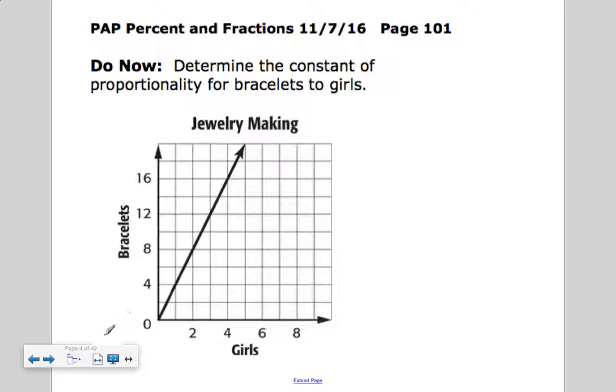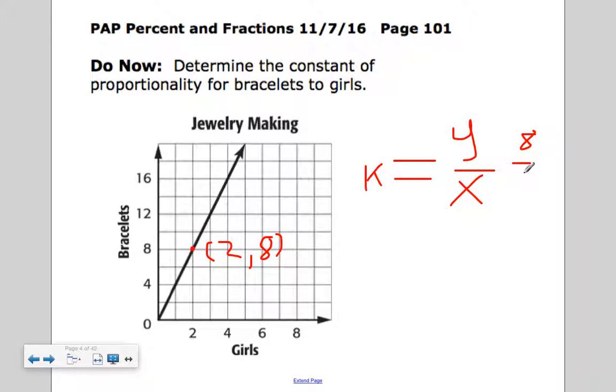So we'll do this one. This is constant of proportionality. Again, the formula, you don't have to memorize this. You will be given this when you go to 7th grade on the mathematics reference material. It's K equals Y over X. So pick an ordered pair from this graph. I picked this one, 2, 8. That means there are 8 bracelets for every 2 girls. So if I substitute the Y with 8 and the X with 2, 8 divided by 2 is 4. So the constant of proportionality is 4.